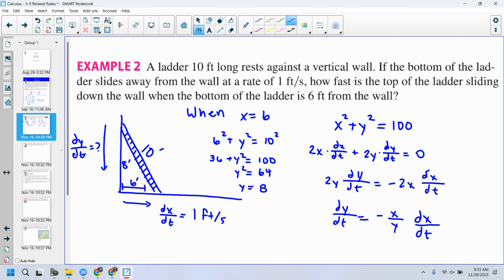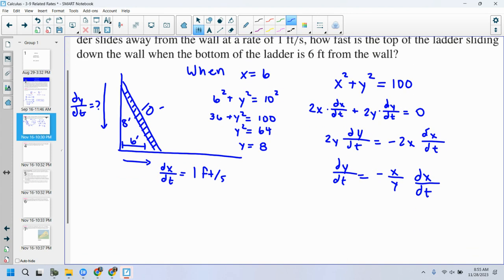Okay, now we have enough information to solve for dy dt. dy dt is equal to negative x over y. Well, we know what x and y are instantaneously, right? Negative x over y times, well, what was dx dt? How fast was the bottom moving? 1 foot per second. Times 1. So negative 3/4. Negative 3/4.